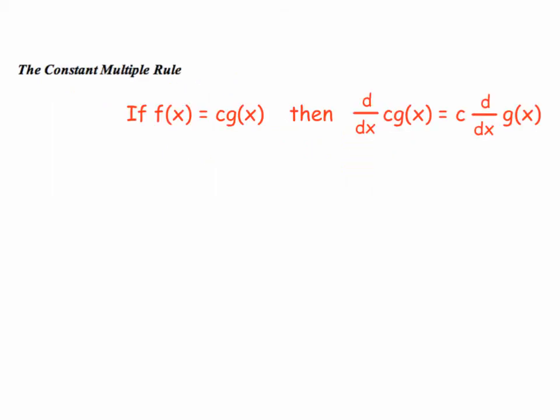Constant multiple rule. This is if we have a coefficient in front already of the expression. So it's c times g of x, where g of x is a certain function, and c is the constant in front.